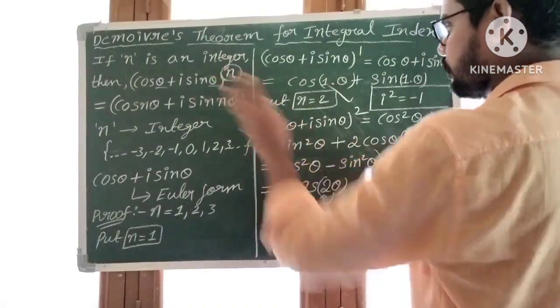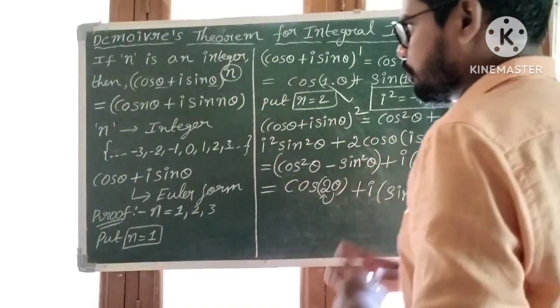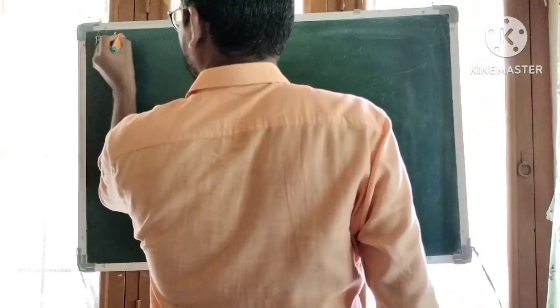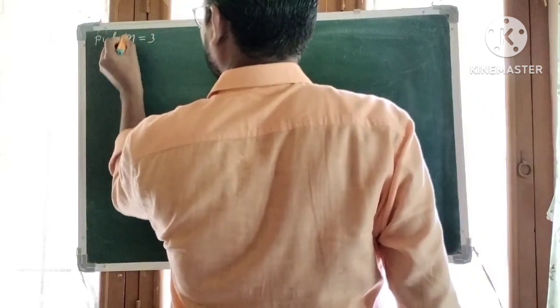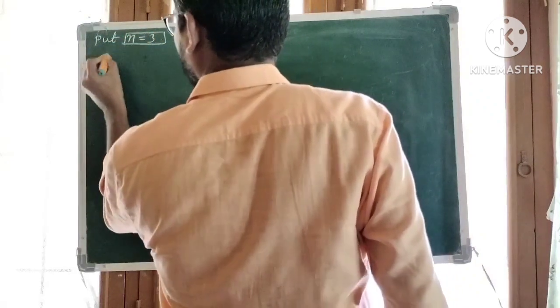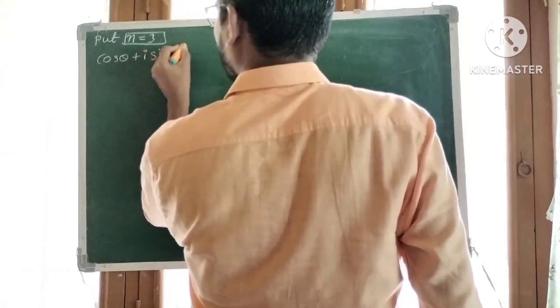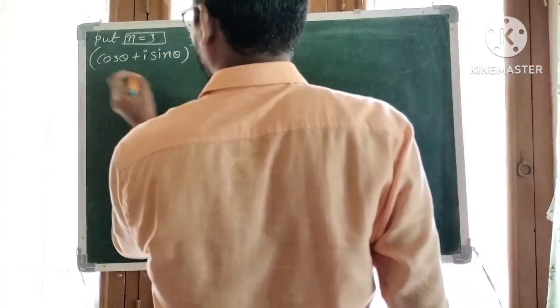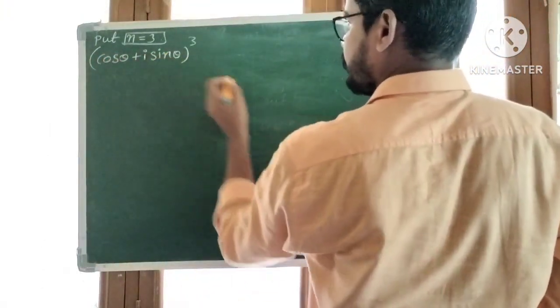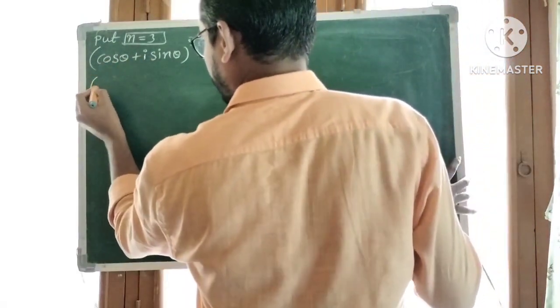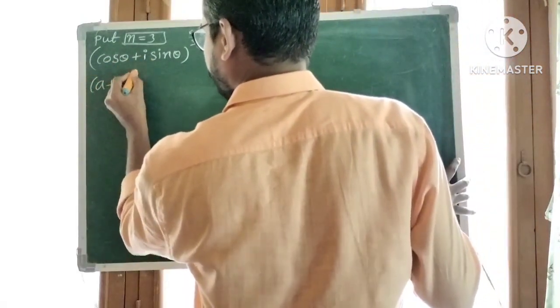Let us verify this formula for n is equal to 3. Let us see whether this formula is true or not. Put n is equal to 3. (Cos theta plus i sine theta) whole power 3, whole cube. It's like (a plus b) whole cube, the a plus b whole cube formula.